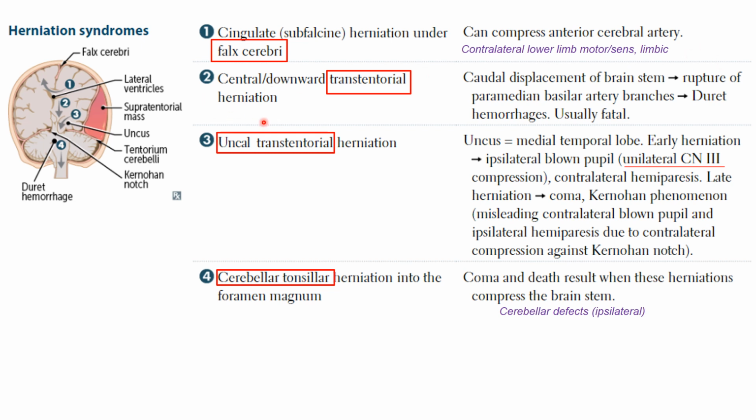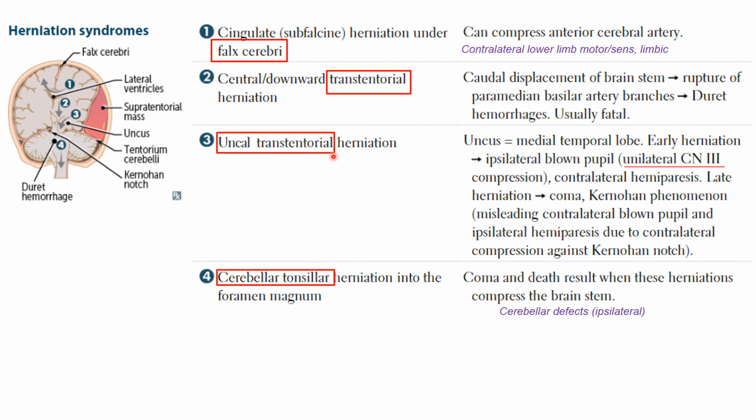Okay, and then talking about the second one, this is central transtentorial. So transtentorial means through the tentorial notch. This one's relatively bad. I don't usually think that we'll see this one. I haven't seen any questions on this one, but that's going straight down. One that I have seen is the uncal herniation. So the uncal herniation is just the uncus, which is the more medial aspect of the parahippocampal gyrus, herniating down.